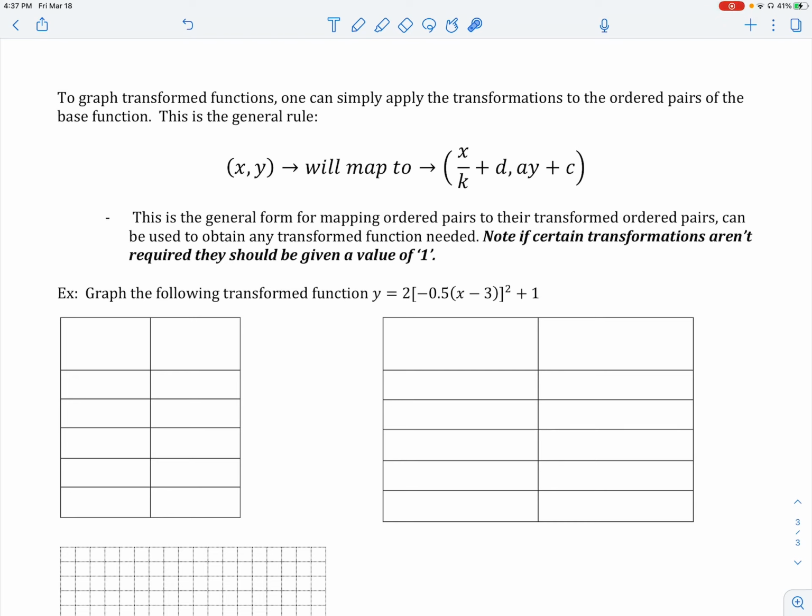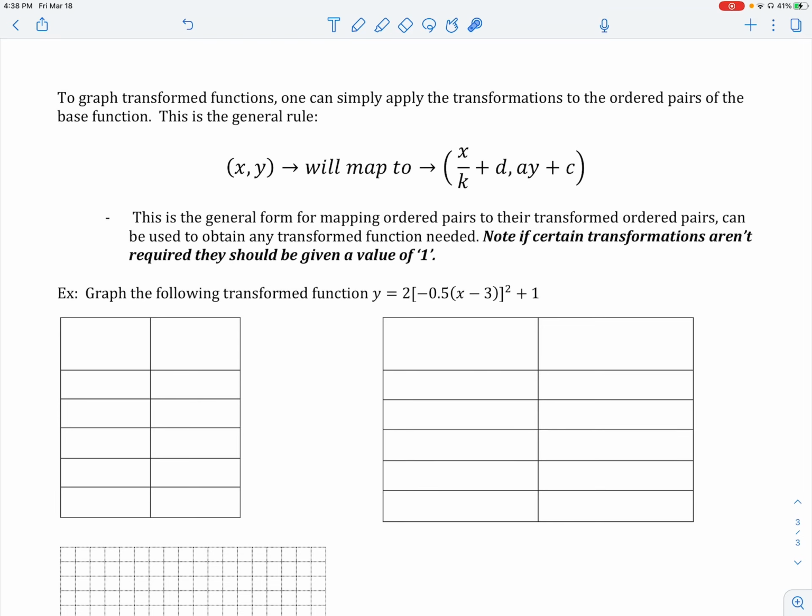So I've made a general rule. It says here, to graph transformed functions, one can simply apply the transformations to the ordered pairs of the base function. So this is the general rule. You take your ordered pairs from the base function, and they map over to this new set of points. That's why I call this a mapping formula. In order to use this, we just need to be able to pull out K, D, A, and C from our equation.